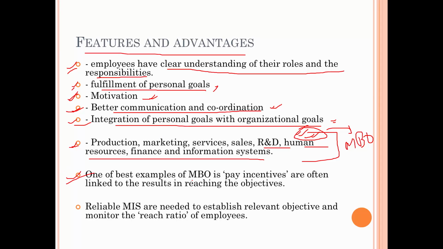One of the best examples of MBO is pay incentives. This is the same as Taylorism. Taylor also talked about pay incentives. MBO also says that pay incentives should be there, and pay incentives are often linked to the results in reaching the objectives.